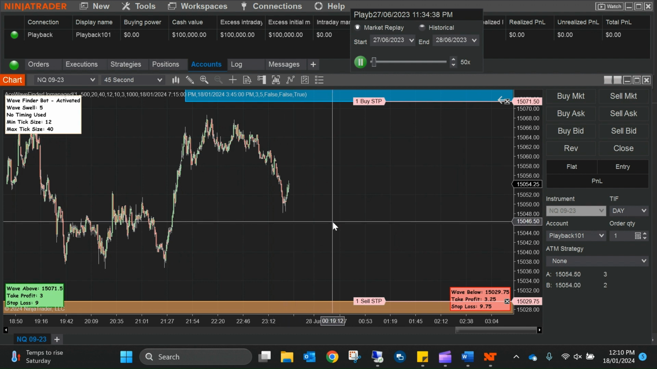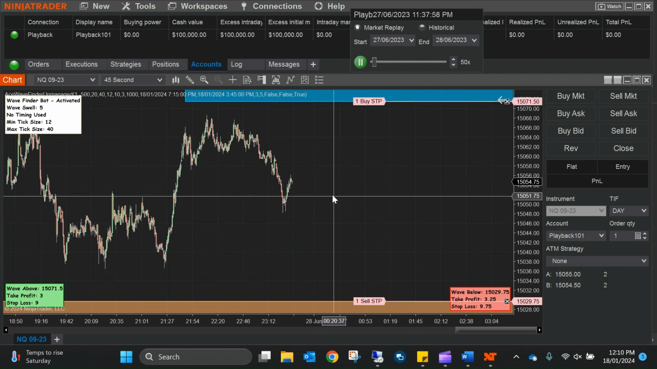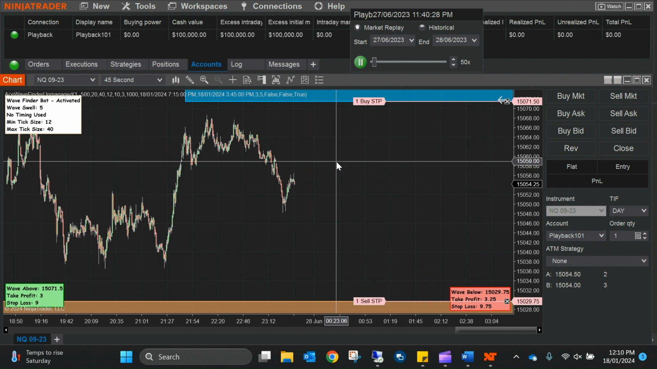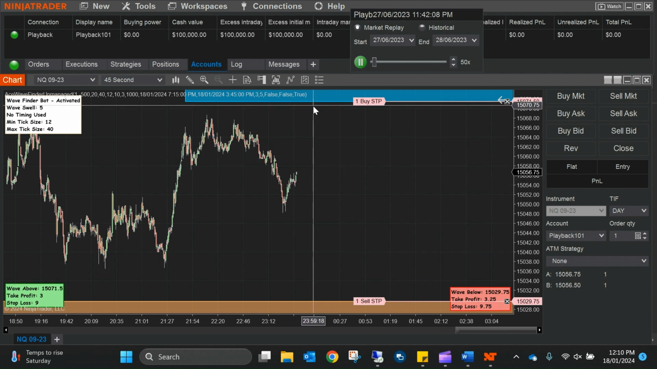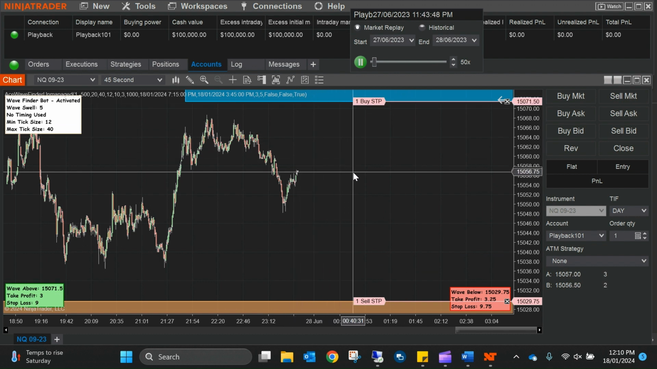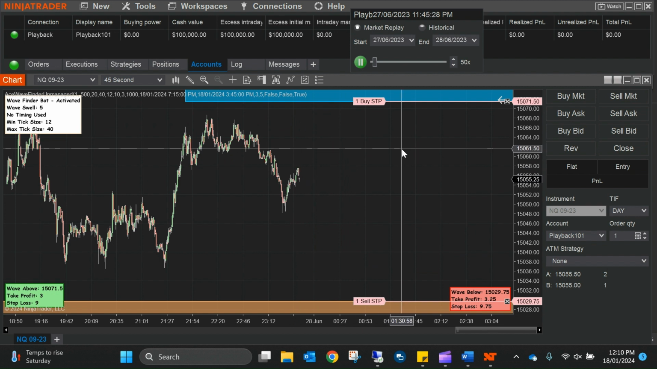We'll see if any waves are identified, and if they are identified, you'll see how the orders change from the waves. If a wave is completed, the wave will change color and it will stop, and then an order will be placed at the new wave, and you'll see that as we go.